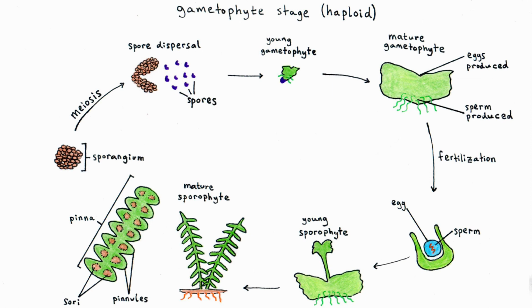The pinna of this fern contains sporangium, where the biochemical process called meiosis splits the genetic material in half again. This takes us into the gametophyte stage, where spores are released, which grow into a young gametophyte, then a mature gametophyte, and then leading to fertilization, when egg cells and sperm cells come together. This process can be a little confusing, so feel free to rewatch this section of the video multiple times.